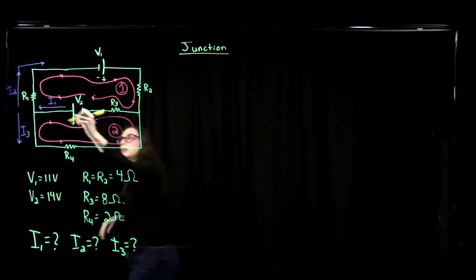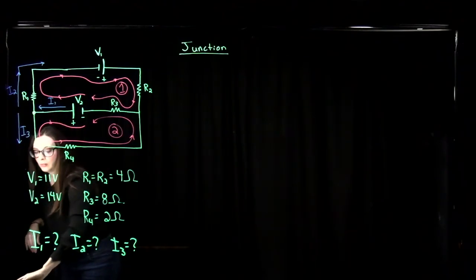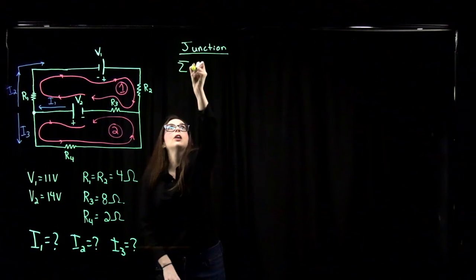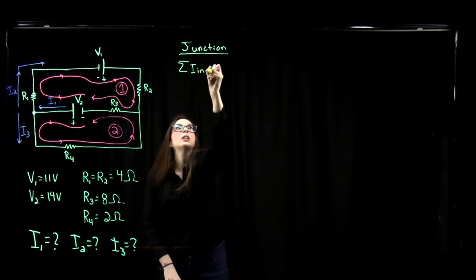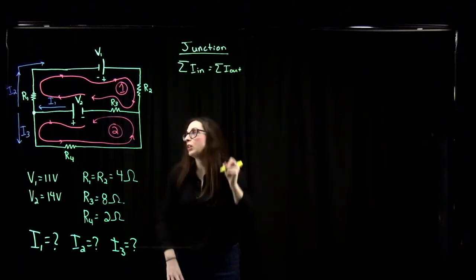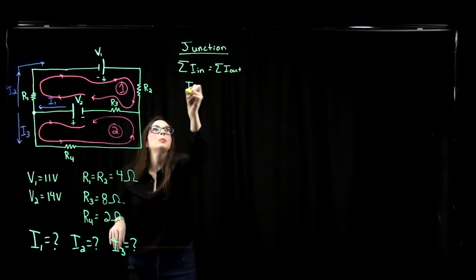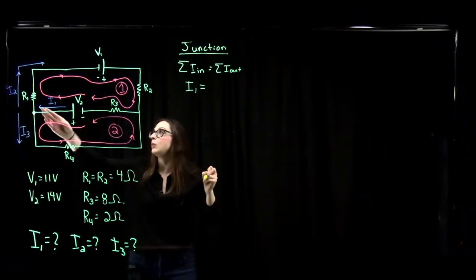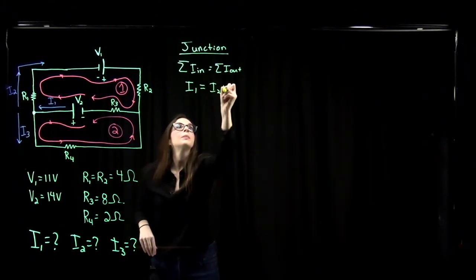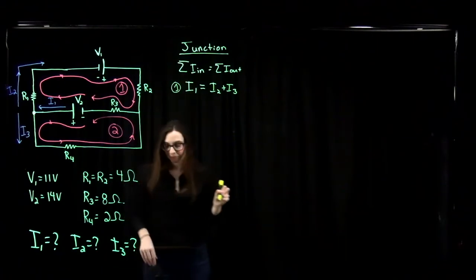So here's where I'm going to define my junction. And for the junction rule, the sum of all the current coming into that junction must equal the sum of all the current coming out of that junction. So here we've got current I1, and then it splits off. So I1 has to equal I2 plus I3. I'm going to call this equation 1.